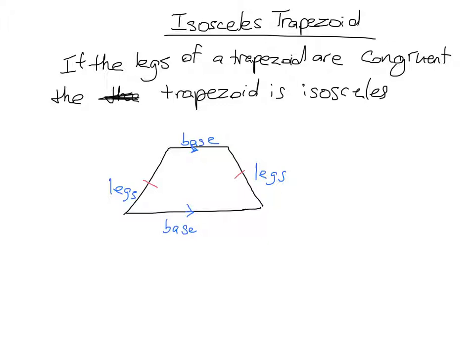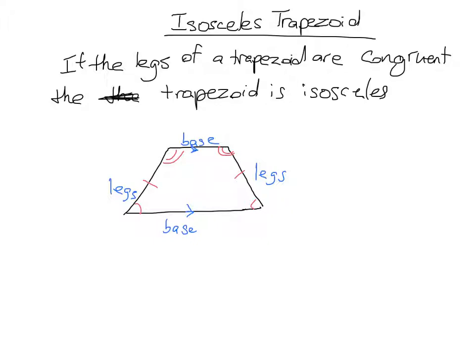In addition to the legs being congruent to each other, the base angles will also be congruent. So that angle will be congruent to that angle. And up here, this angle will be congruent to this angle. So there are two pairs of congruent base angles. Not all of them will be congruent, but there are two pairs of congruent base angles, as we can see here.